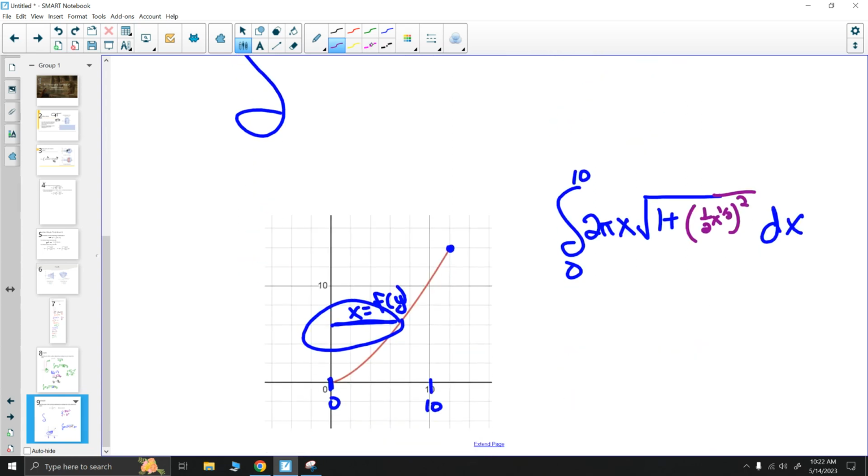Okay, so now we're going to go ahead and clean this thing up. X to the 1/2 and squared will then cancel, and 1/2 squared is 1/4. So we'll write that. This is the integral from 0 to 10 of 2 pi x square root 1 plus x over 4. All right. So we have dx now.